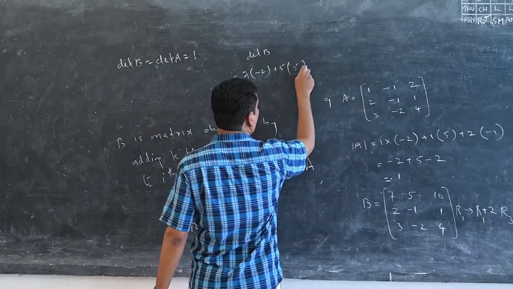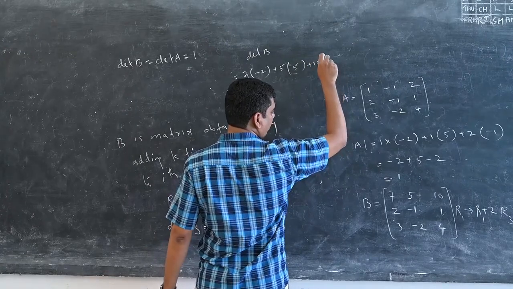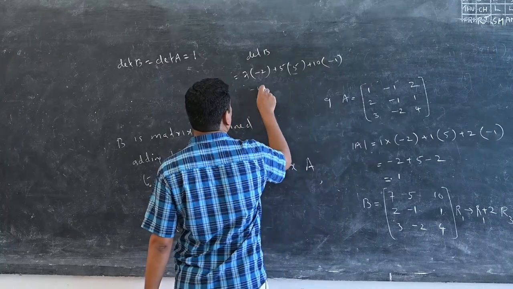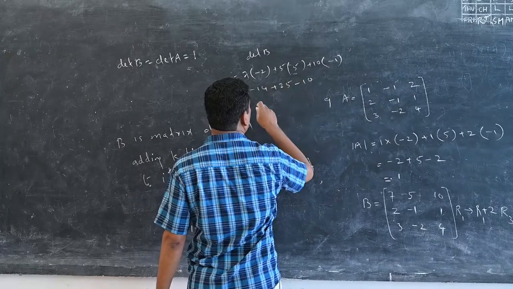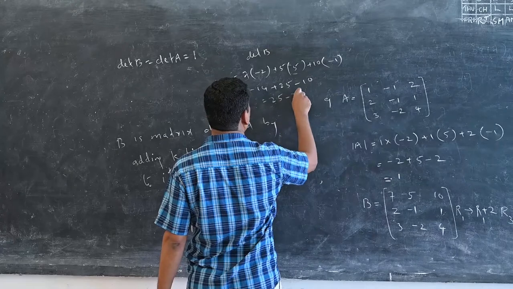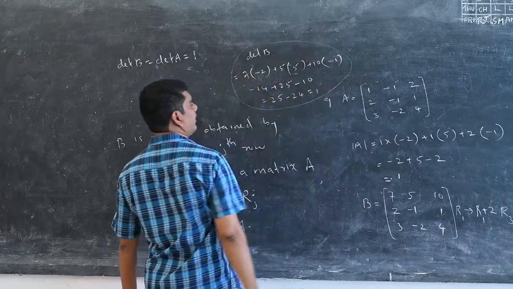Determinant B is equal to 7 into (7 into minus 4 plus 2) minus 2 plus 5 into (8 minus 3), that is 5, plus 10 into (minus 4 plus 3), that is minus 1. It is minus 14 plus 25 minus 10, which is 25 minus 24. So we verified this.